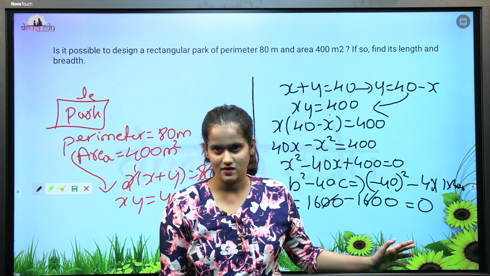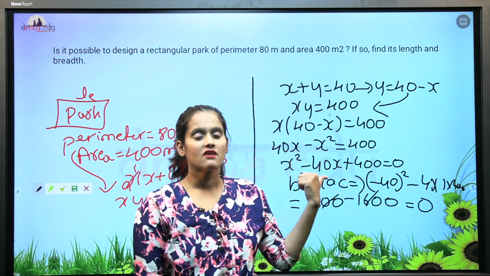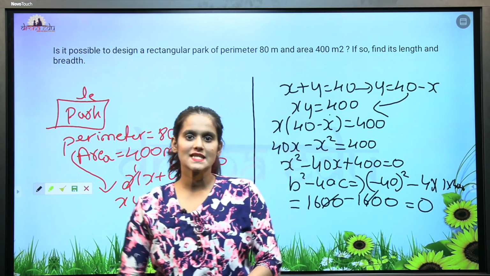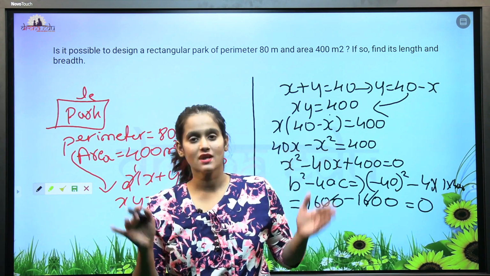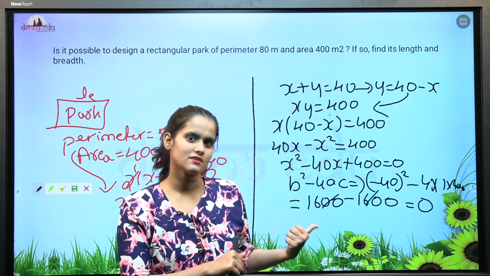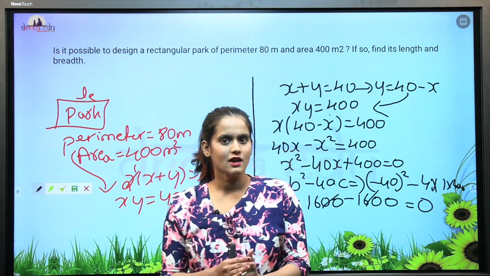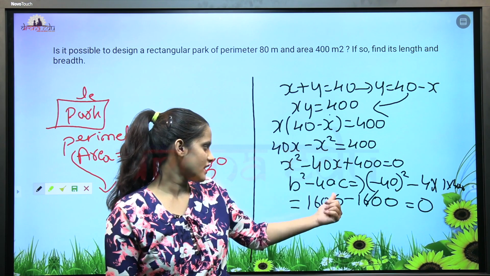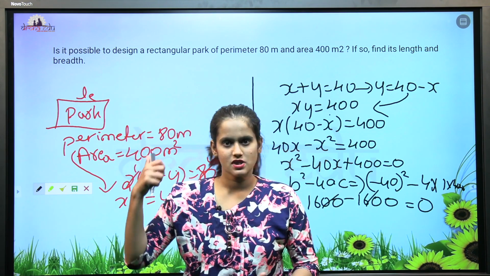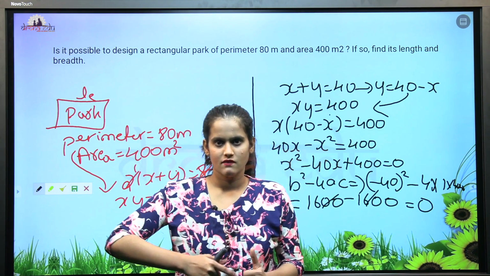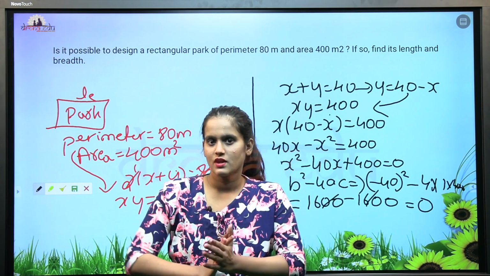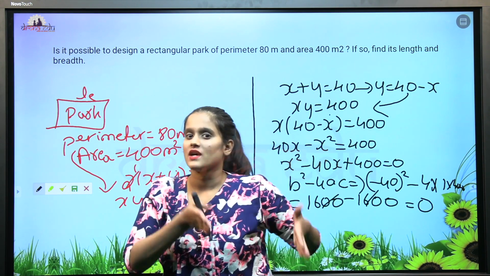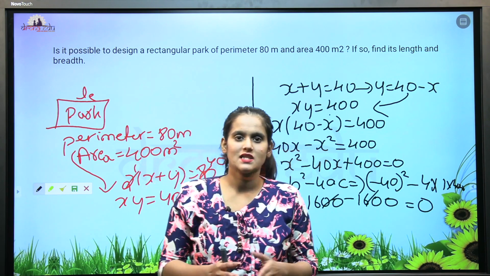Now let us apply this. It means that it will have two equal roots, meaning the length and breadth will be equal. Yes, it is equal. So let's find the length and breadth value by applying b square minus 4ac equal to 0 in the equation, and then let's see whether we can construct the park or not. And if we can construct it, whether it will be a rectangle or a square. Okay, so let's see in the next class.